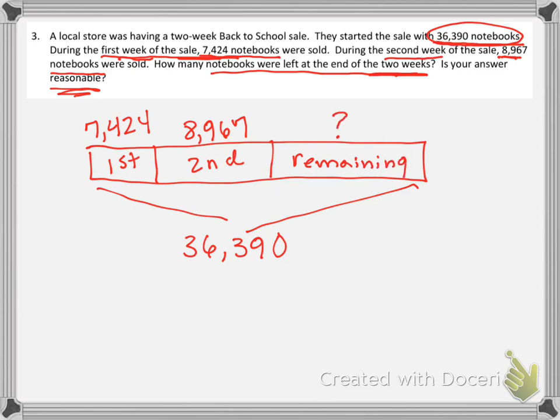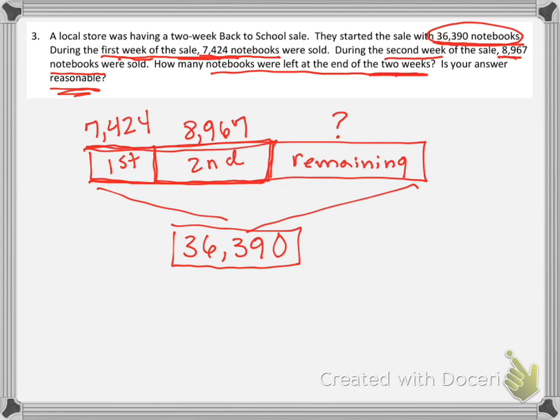It's an unknown value. So we know that this part of the tape diagram plus this one plus the remaining is all going to equal 36,390. So this tape diagram is showing that we are going to have a multi-step problem here. And the first part is that we're going to add. We're going to add these two parts of the tape diagram.